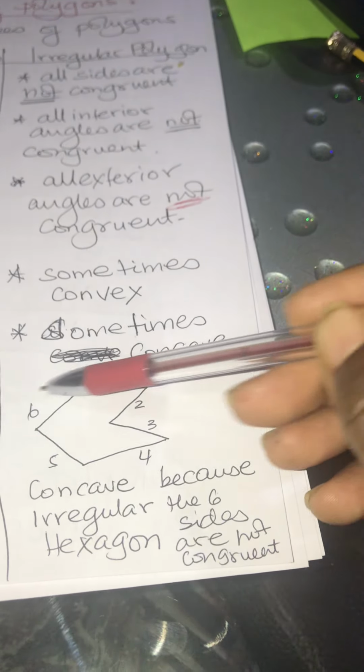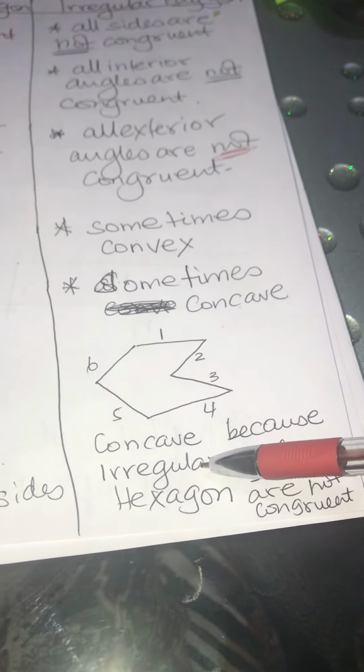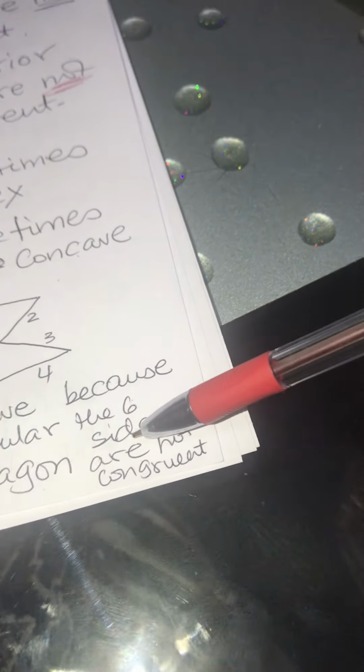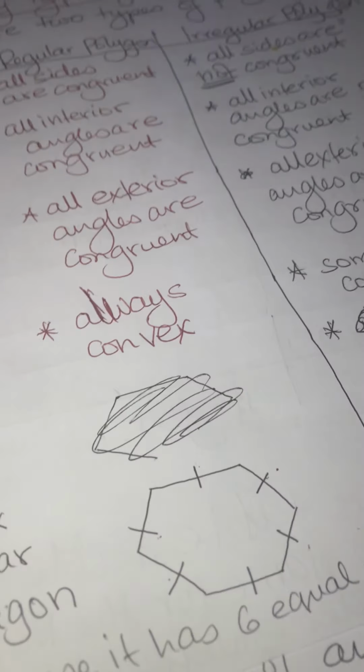Let us describe this polygon. This is a concave, irregular hexagon, because the 6 sides are not congruent. That is how you describe this polygon.